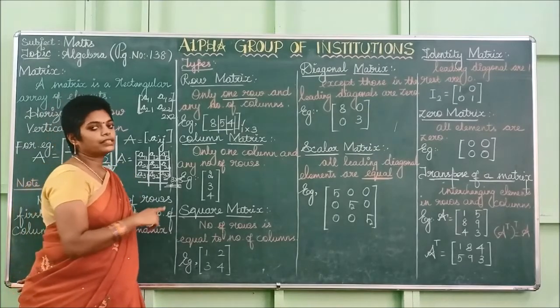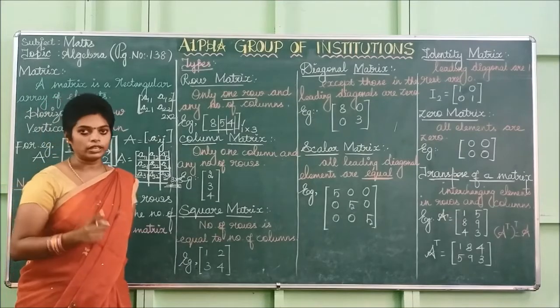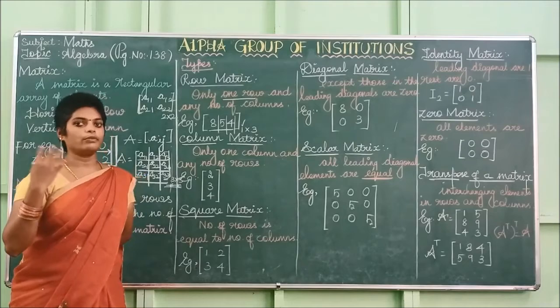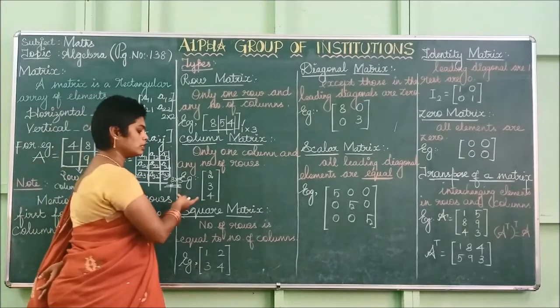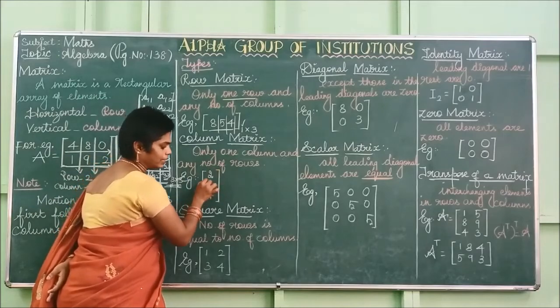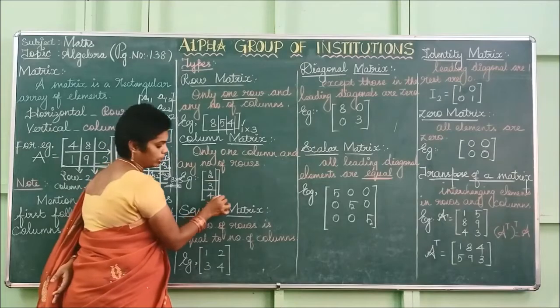For column matrix, a matrix is said to be a column matrix if it has only one column and any number of rows. Column must be 1 and row must be more than 1. So listen to this example. I have taken this one. This contains 3 rows and only one column.